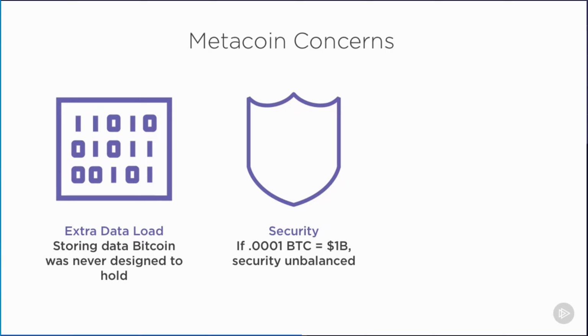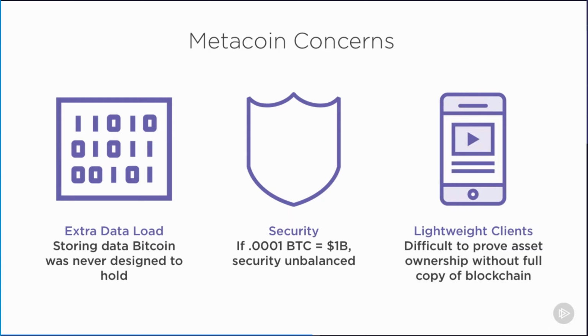If $1 of Bitcoin represents $1 billion of real-world assets, the economic incentives that keep an attack on Bitcoin unprofitable may become unbalanced. And finally, there's a fundamental problem that monitoring the blockchain as required by these add-on protocols is not possible for lightweight clients like mobile phones. With regular Bitcoin transactions, it's possible to obtain a short cryptographic proof that a transaction is truly present in the blockchain, or in other words, that you've really been paid.